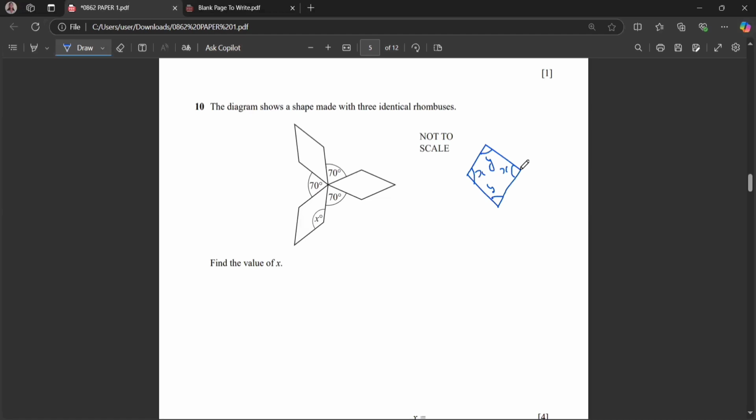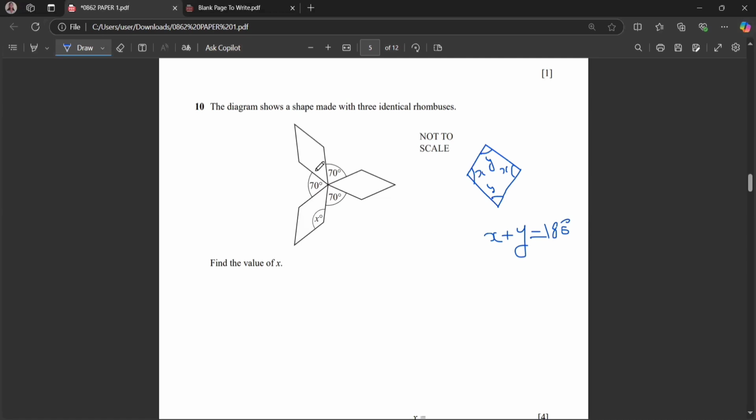So opposite angles of a rhombus are equal, and adjacent angles, meaning angles that fall on the same line, add up to 180. That is, they're supplementary. Angles that add up to 180 degrees are called supplementary angles. So x plus 8 is equal to 180 degrees.